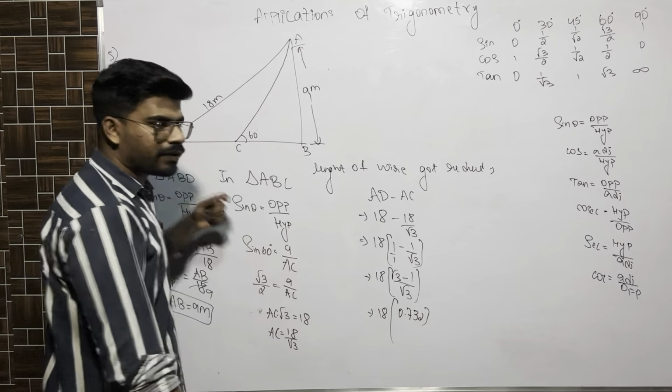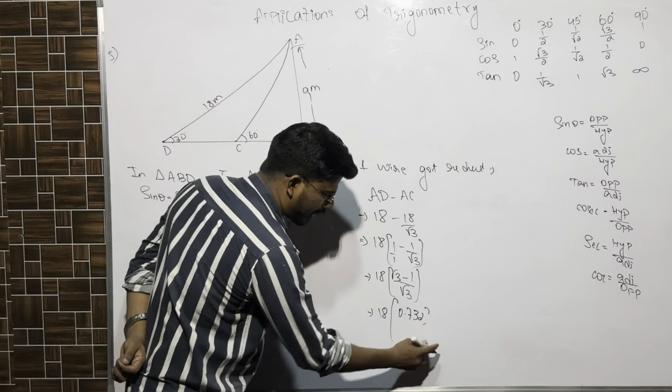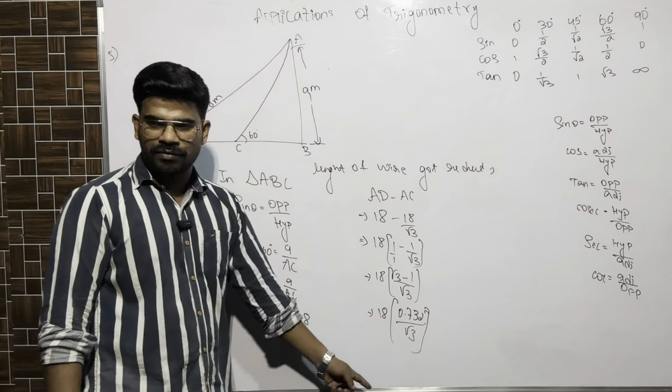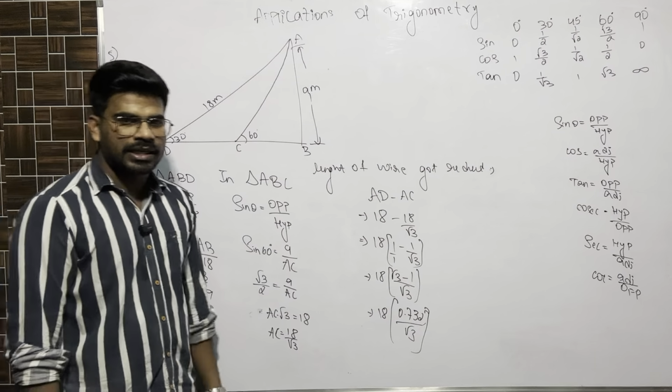Why did we get 0.732? Root 3 is 1.732 minus 1, 0.732, divided by root 3. Can we leave root 3 in the denominator here? No, this is the final answer. That's why multiply and divide by root 3. So it is 18 into 0.732 into root 3 by root 3.